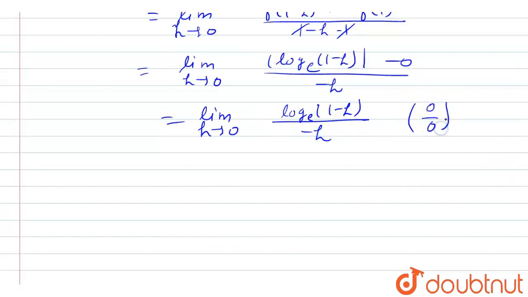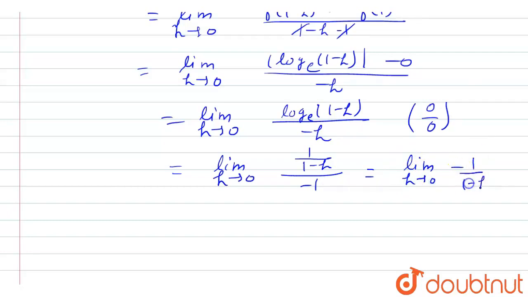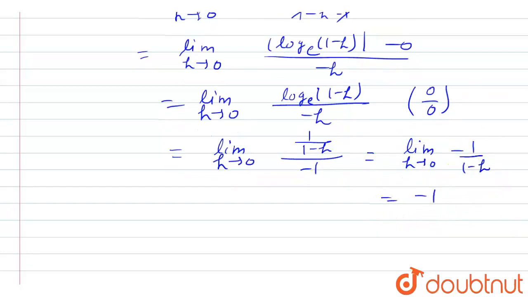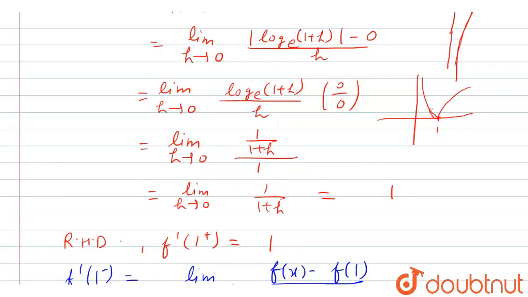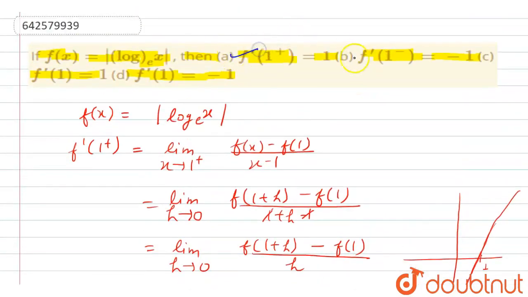Here it is 0 by 0 form, so we will apply L'Hopital rule and differentiate both numerator and denominator with respect to h. So we get limit h tends to 0. Differentiation of log x is 1 by x, so here it is 1 upon 1 minus h, upon differentiation of h, which is minus 1. It equals limit h tends to 0 of minus 1 upon 1 minus h, which equals minus 1. So here we get the left hand derivative, that is f dash 1 minus equals minus 1. So here option A and option B is correct, and we are done.